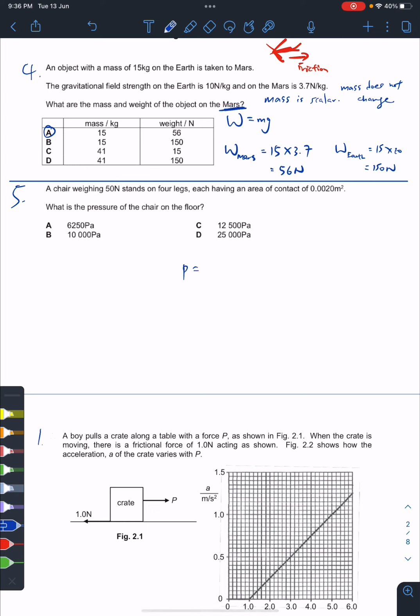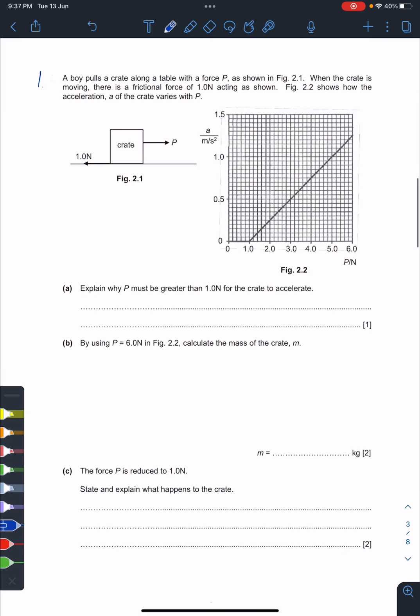Pressure. So P equal to F over surface area. So in this case, the 50 Newton, yes, but each area is this. So isn't it just 50 divided by 0.002 times 4? Why? Because 4 legs. You get the answer of 6250 Pascal. Yay. Okay, next, let's move on to this question.